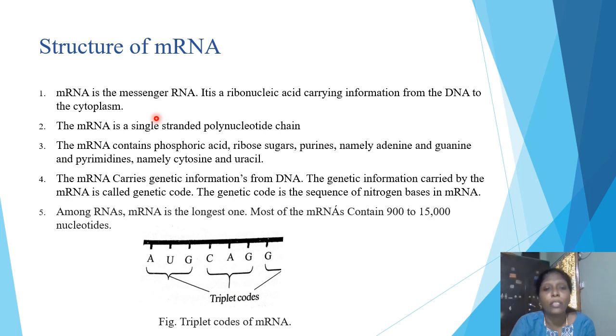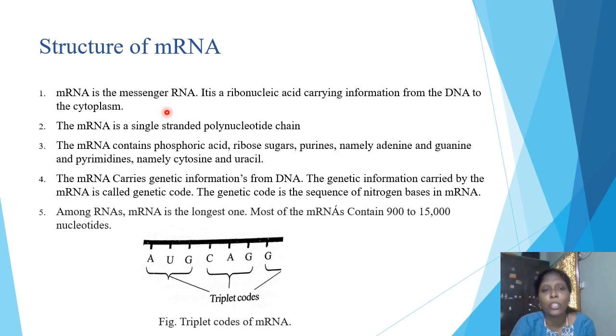If we take the structure of mRNA, the mRNA will have the nucleotides, polynucleotides like this. And in this, each nucleotide is called a codon, and the first three codons together we call a triplet codon. Based on the triplet codon only, the amino acids will be produced in the body. So here we are going to see about the structure of mRNA.